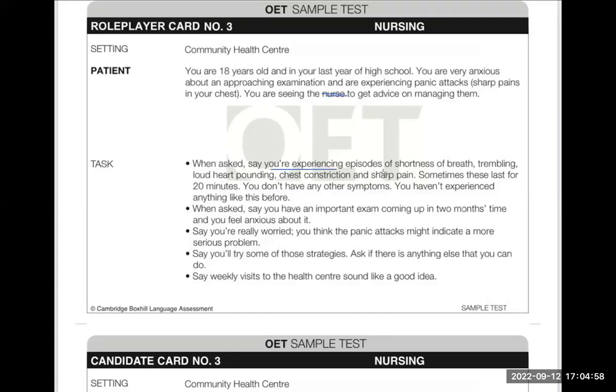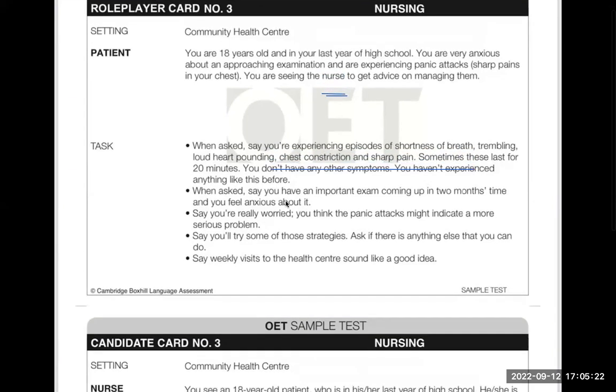When asked, say you are experiencing episodes of shortness of breath, यानी patient आपको ये बताएगा that he was having episodes of shortness of breath. Trembling, loud heart pounding, जैसे anxiety में होता है. These are the symptoms which happen in anxiety, as you know. Shortness of breath, trembling, chest constriction, sharp pain. Sometimes these last for 20 minutes. You do not have any other symptoms. You have not experienced anything like this before. तो patient को ये task दिया हुआ है.